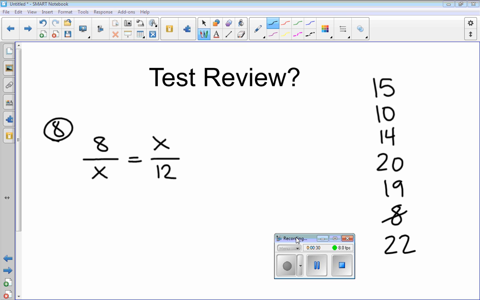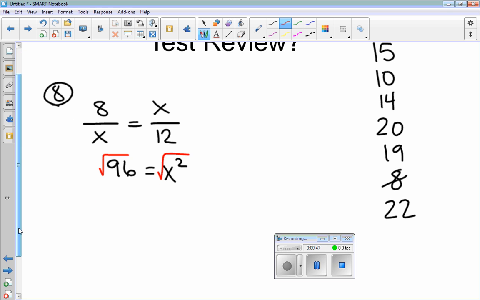Anytime you have a proportion, you know you're going to do what to solve it? Cross multiply, good. So I'm going to have x squared is equal to 12 times 8, which is? Okay. Now at this point, I'm going to take the square root of both sides, and I'm going to need to reduce the square root of 96. Now if you leave it like this, I will give you most of the credit, but not all of it, because you do need to reduce this radical.